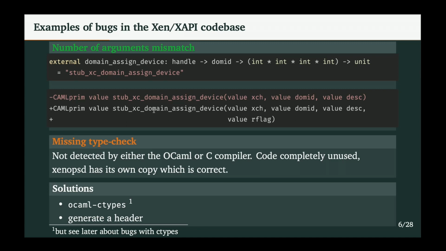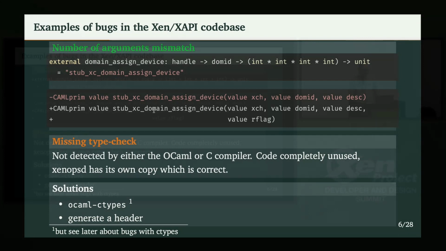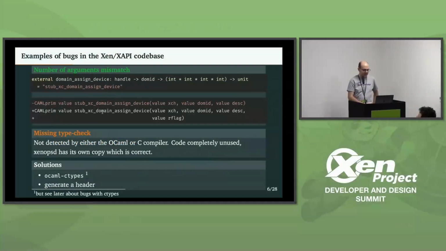But that's not the case, and actually this bug has been in the Xen code base for quite a long time. And because this particular binding wasn't even used, so XenOpsD had its own copy, which happened to be correct, it went unnoticed until I actually tried to see, can I use the upstream version of the binding? And then I saw, okay, it's not actually written correctly. And now this kind of bug can be detected by my tool.